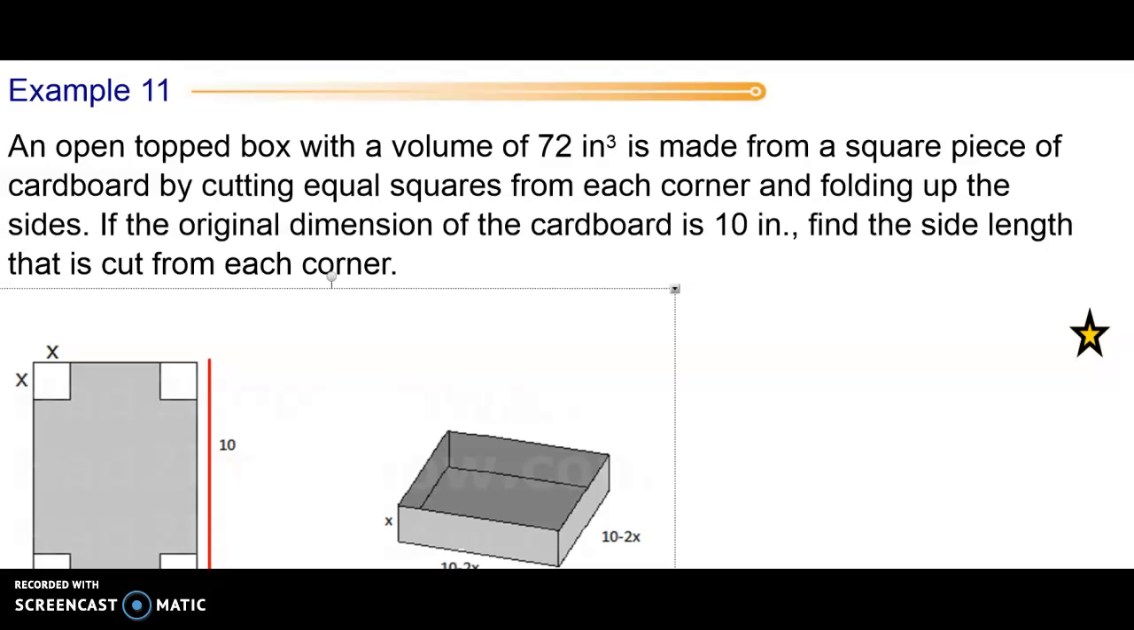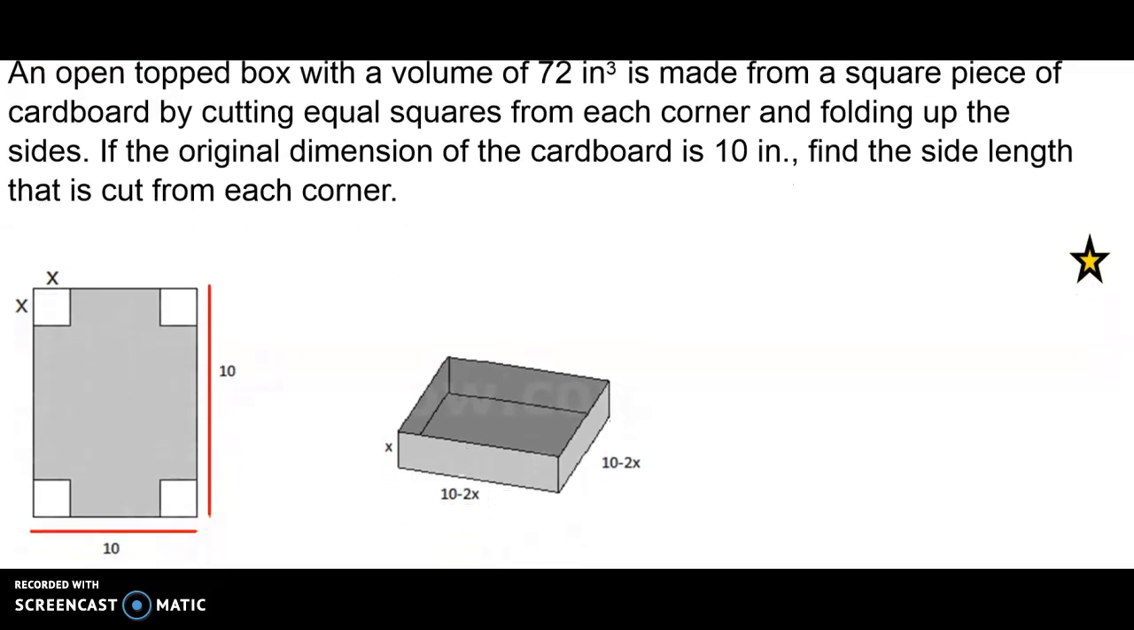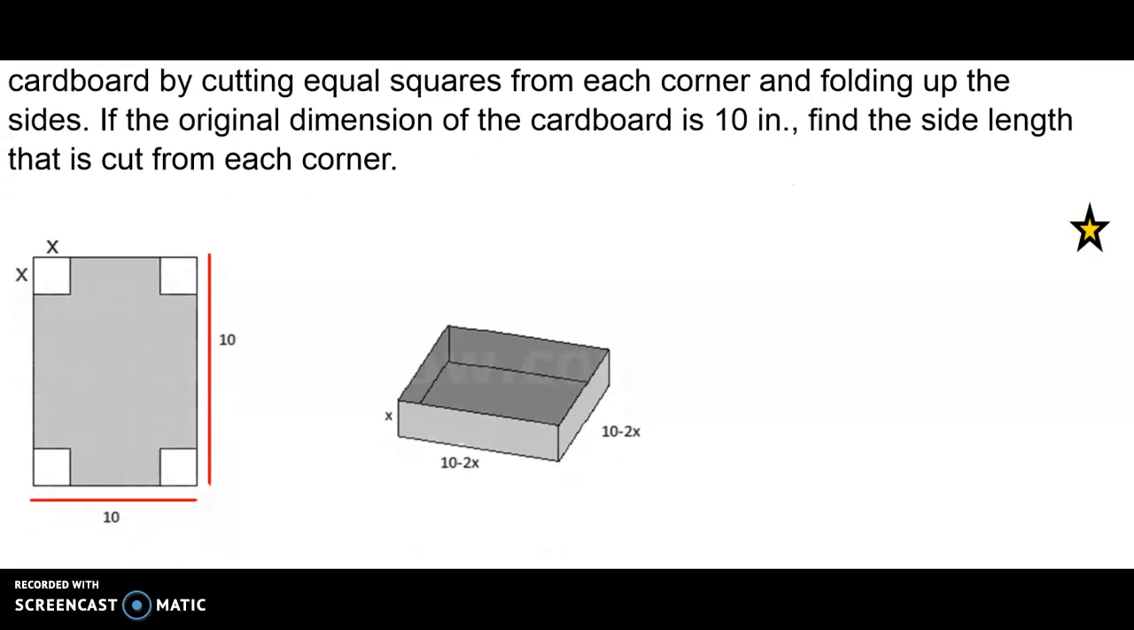This is example 11 in section 3.4, equations and graphs of polynomial functions. So in this example, what we have is a piece of cardboard that's in the shape of a square. It could also be a rectangle. And we're going to cut out the corners of this piece of cardboard.